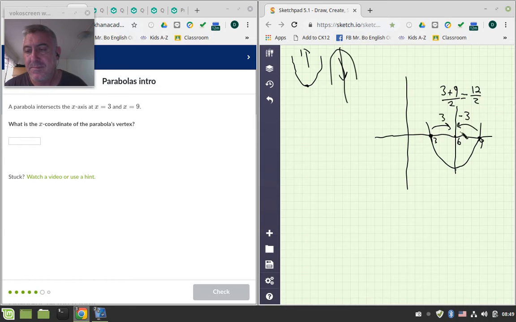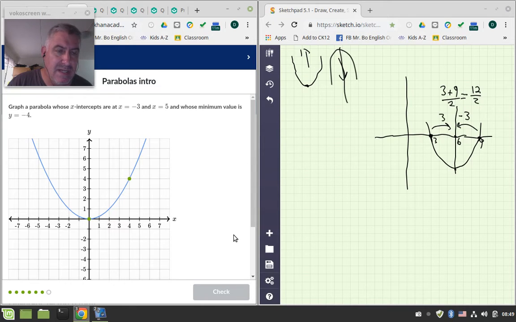Okay, so that means that if x is 6, I just need to find out what y is when x is 6, if I want to find the vertex, but we don't have to do that here. It just wants the x coordinate of the parabola's vertex. So that x coordinate is 6.